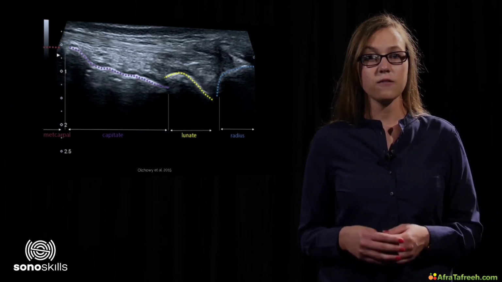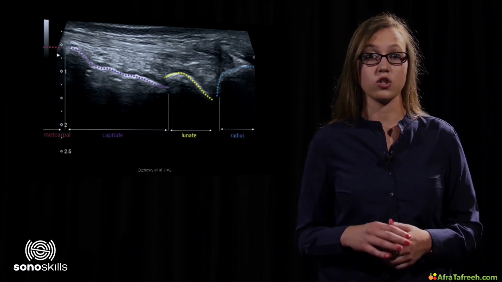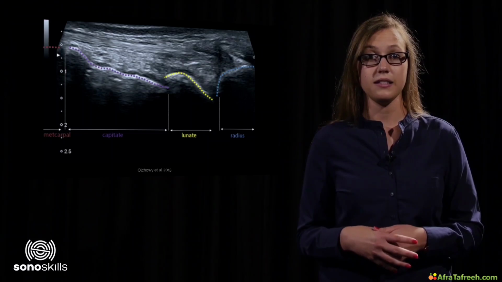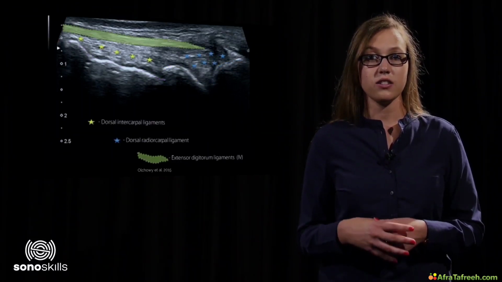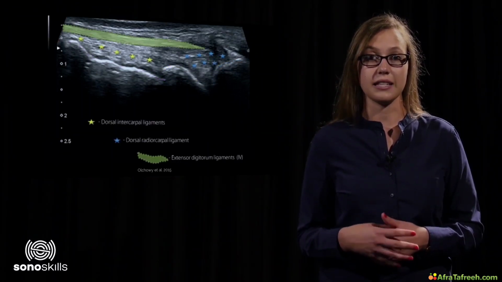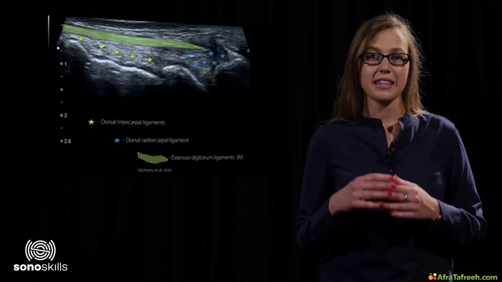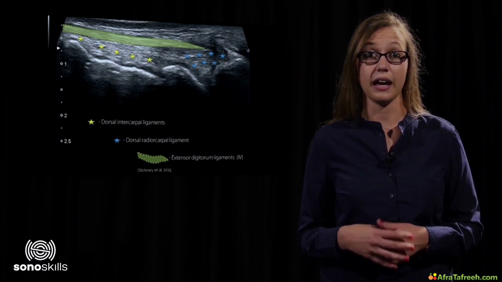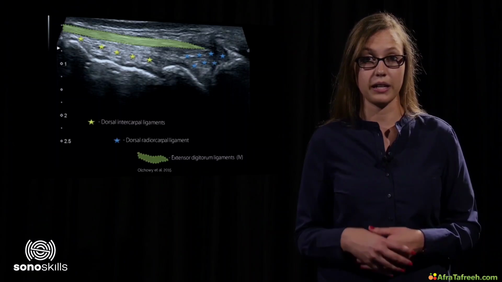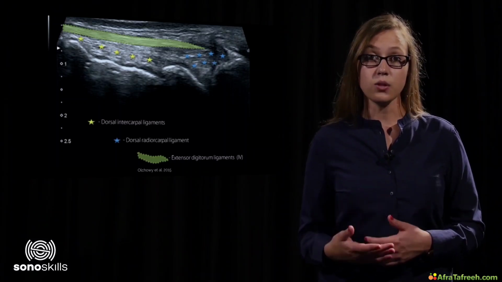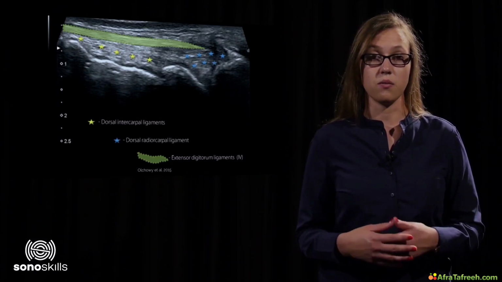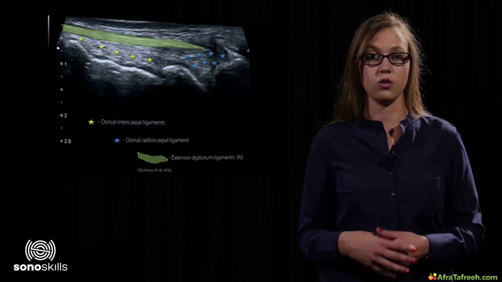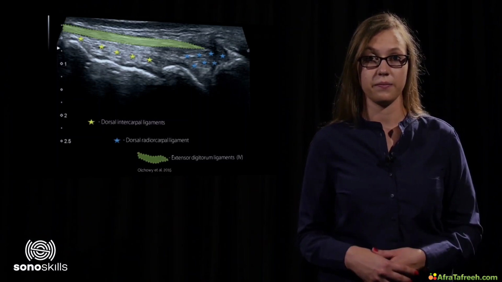The soft tissue that can be seen lying superficial to the bone is the extensor digitorum tendon, visualized in green. The yellow stars indicate the ligament between the carpal bones, in other words, the dorsal intercarpal ligaments. The blue stars indicate the ligament between the radius and carpal bones, the dorsal radiocarpal ligament.